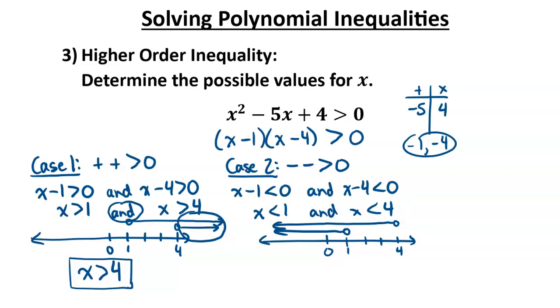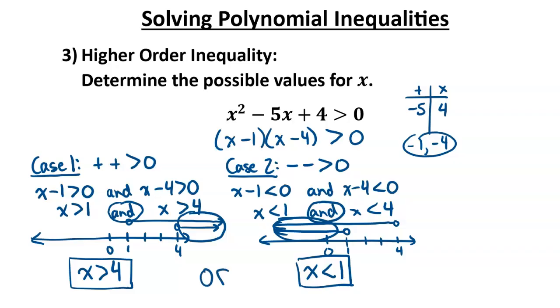So where is it overlapping? Where is it both x is less than 1 and less than 4? Well, it's going to be in the overlapping segment. So that means here that x has to be less than 1. So in other words, your x value has to be greater than 4 or less than 1.